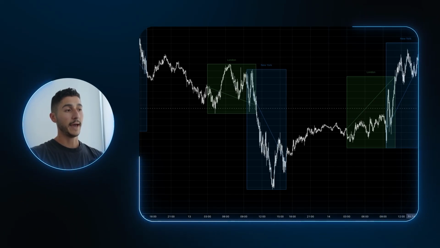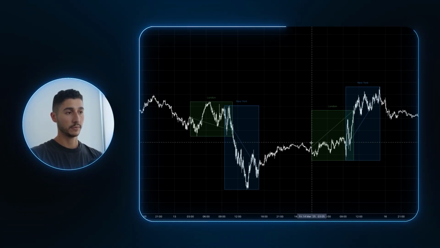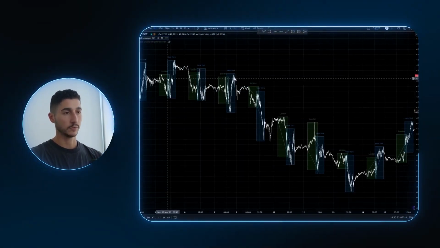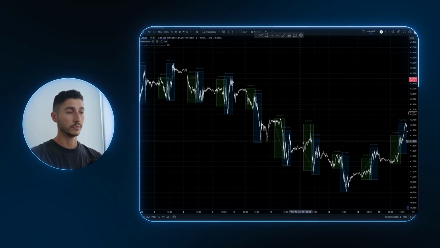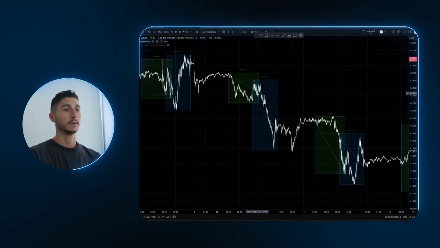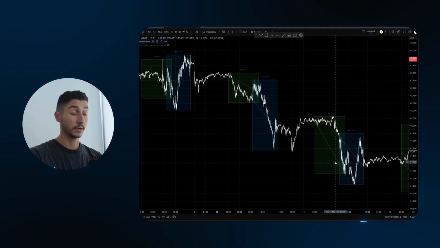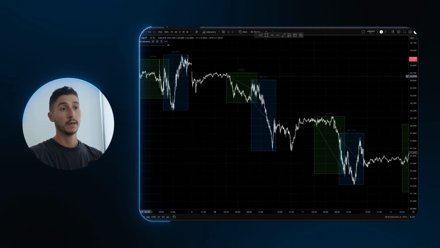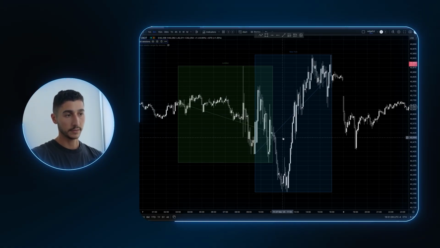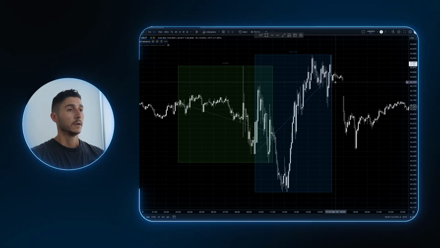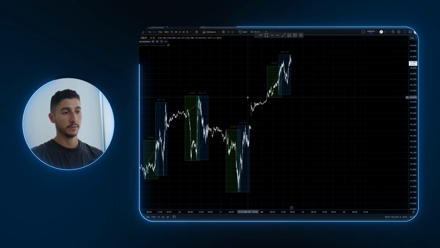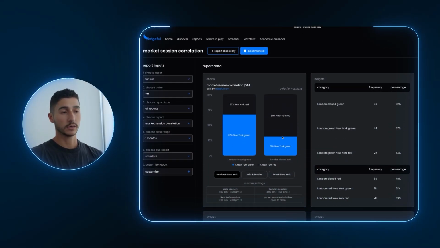So right over here, this is another example. London green, New York green. London red, New York red. You can see when these two lines, which is extremely frequent, follow on this diagonal line specifically, London red, New York red, London green, New York green. Here's an example again of them deviating. London is red, New York is green. So that is the overview of the open to the close customization.